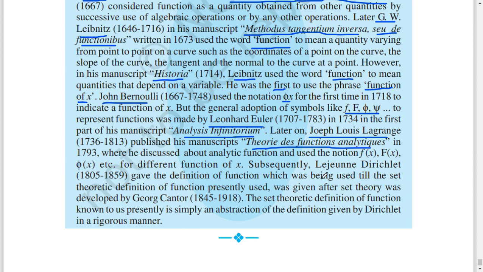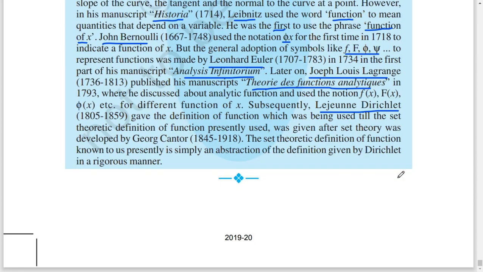Subsequently, Lejeune Dirichlet, 1805 to 1859, gave the definition of function which was being used till the set theoretic definition of function presently used was given after set theory was developed by George Cantor, 1845 to 1918. The set theoretic definition of function known to us presently is simply an abstraction of the definition given by Dirichlet in a rigorous manner.